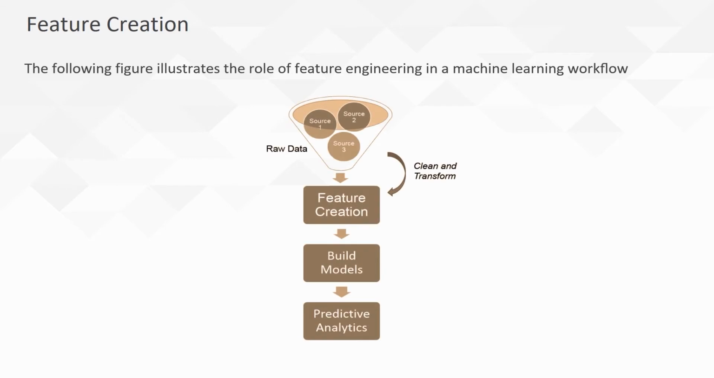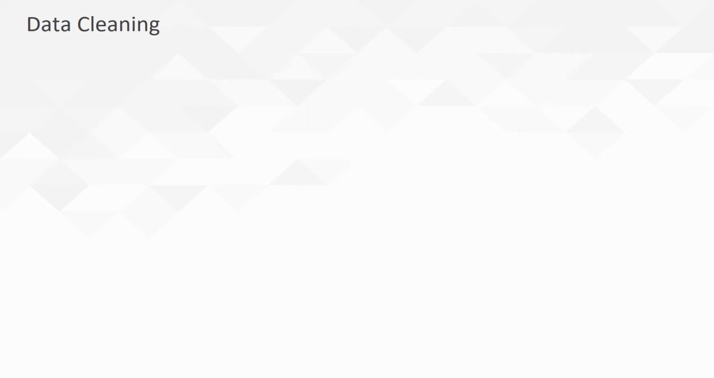We can then build a model that uses the features from the earlier period to predict the outcome in the later period. This model will then be able to use features created using data we have at present to predict an outcome about a future period. The following figure illustrates the role of feature engineering in a machine learning workflow.